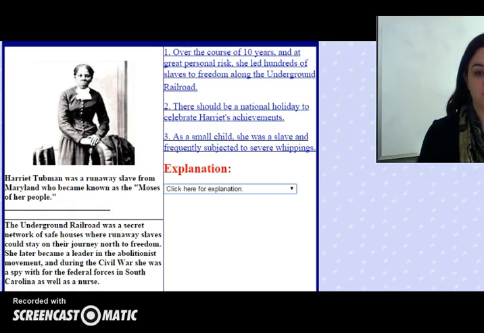Let's look at the other two. Number 2, there should be a national holiday to celebrate Harriet's achievements. Okay, that might be true, but that's not really about what she did, so that's probably not a good choice. Number 3, as a small child, she was a slave and frequently subjected to severe whippings. That's relevant to the fact that she was a slave, but not to how she led her people to freedom. So we'd have to go with number 1 because it fits our topic sentence the best.